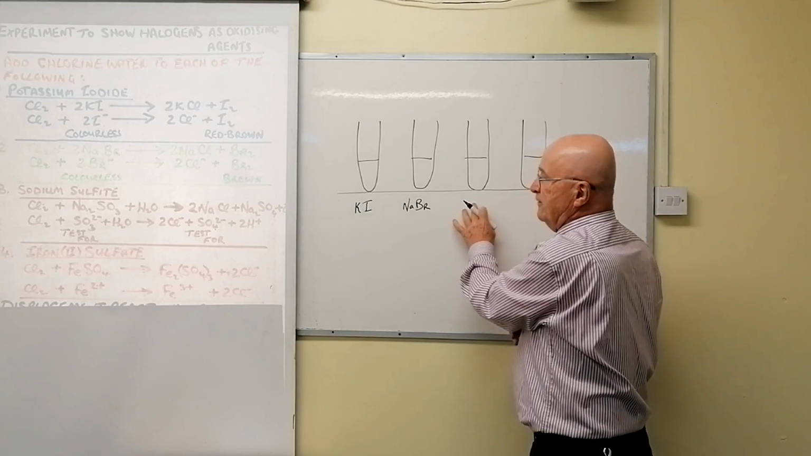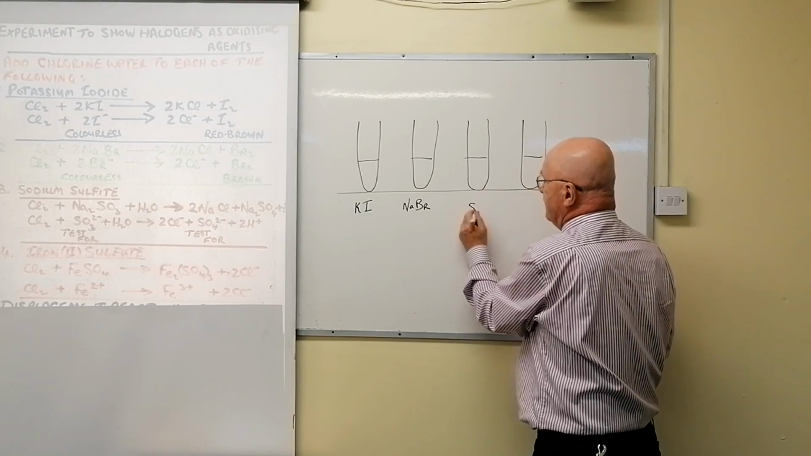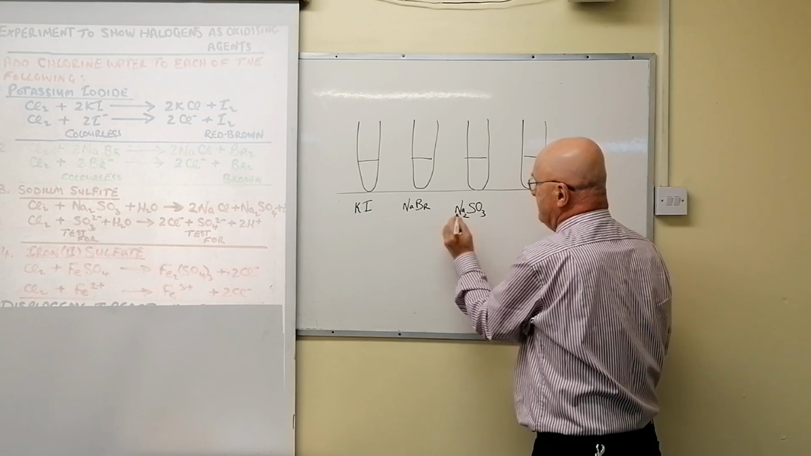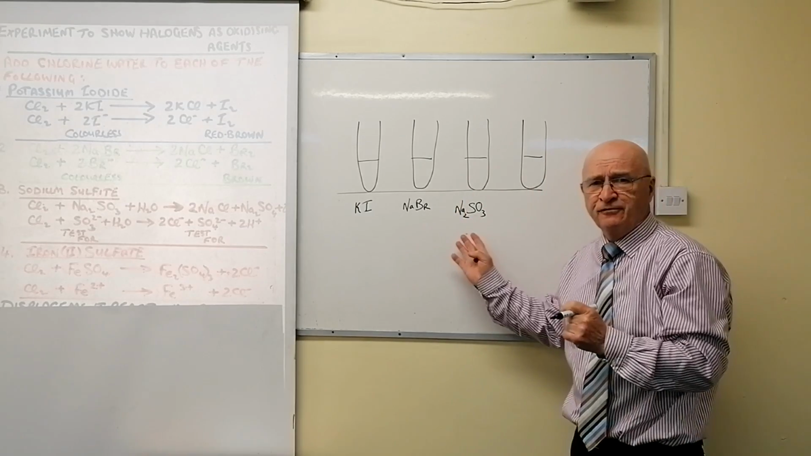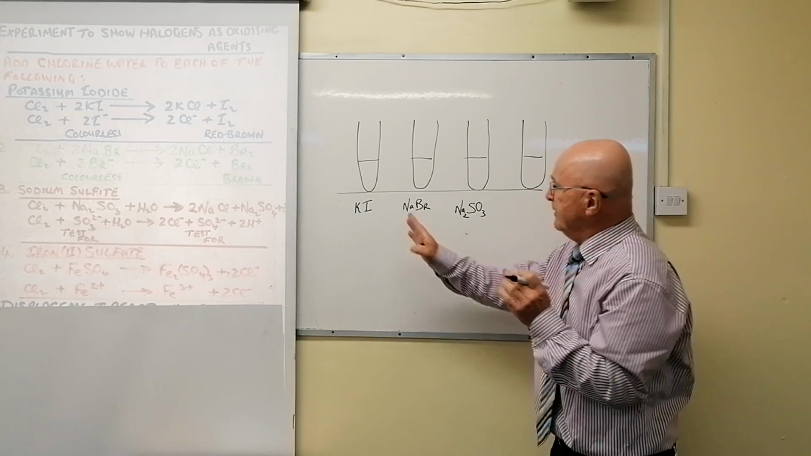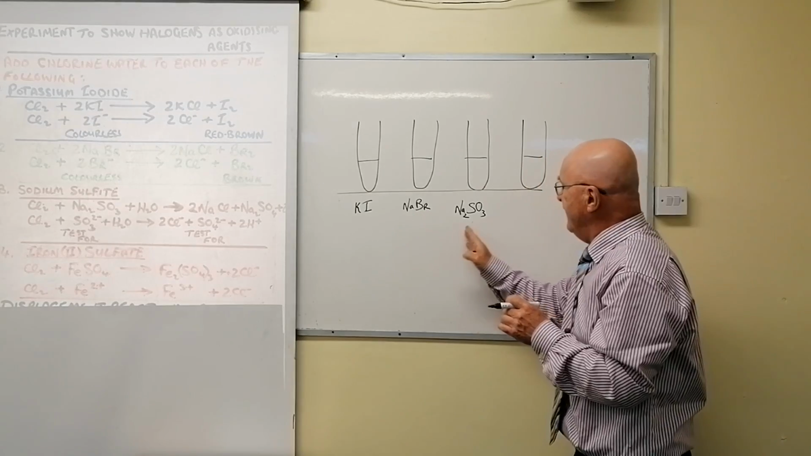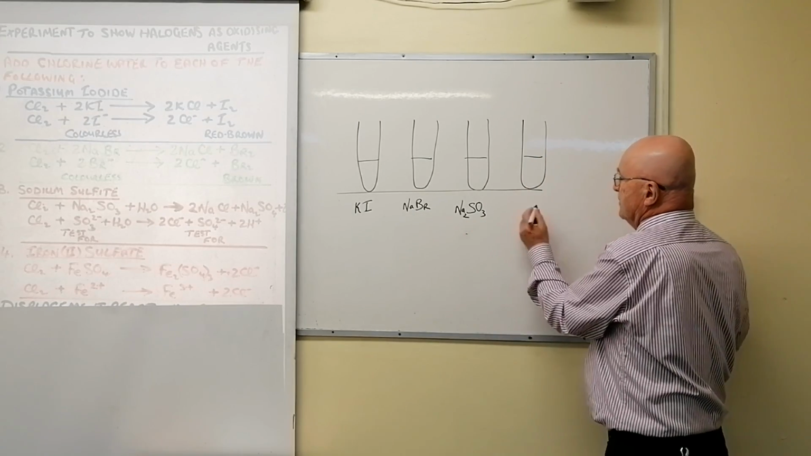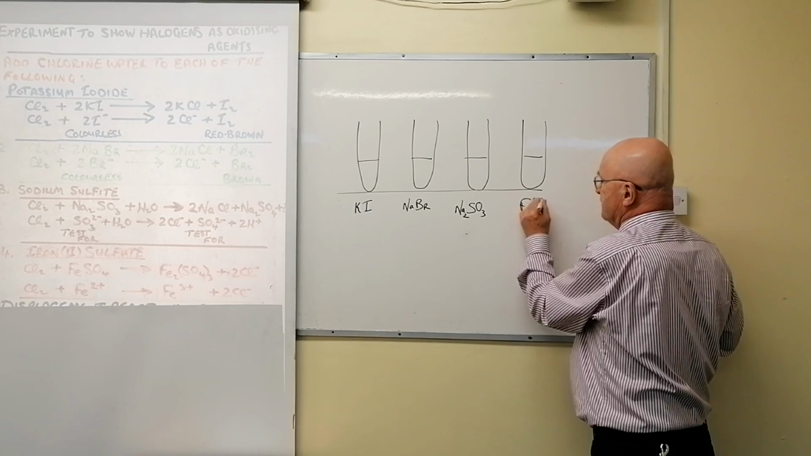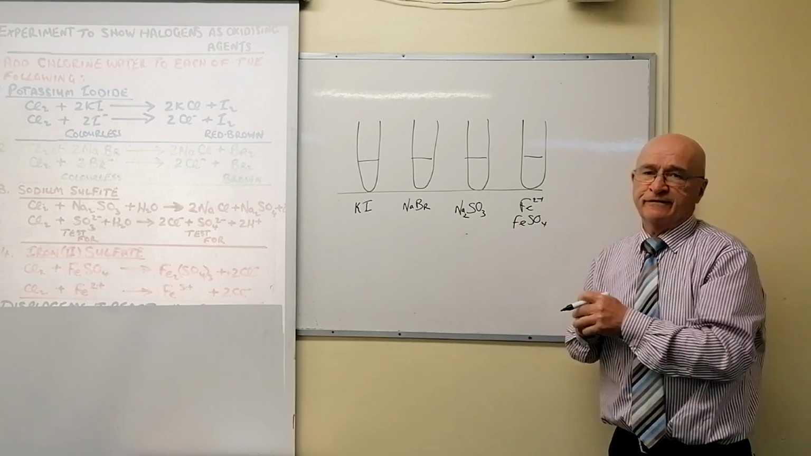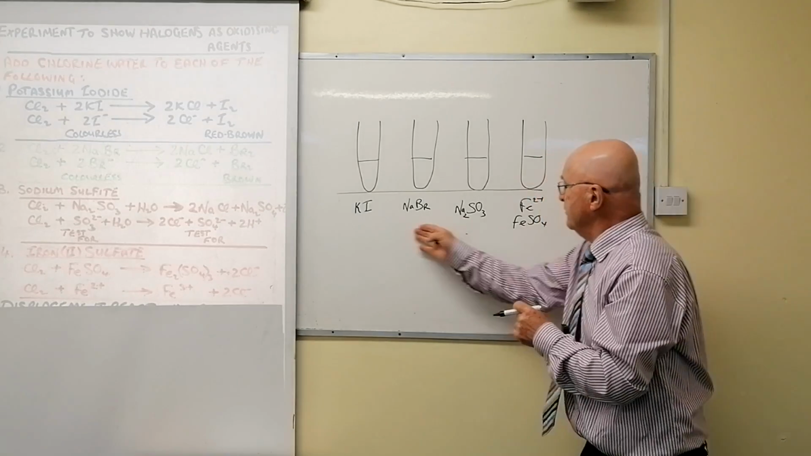The third one is a sulfite. Any sulfite will do. SO3 is a sulfite. I'm putting sodium in front of it again to keep life simple. If you want a potassium sulfite or a potassium bromide, that'll be fine. Whatever is available, but it must be an iodide, a bromide, a sulfite, and the last one there, be careful, is iron 2. They write it as Fe2+. I'm going to write it as FeSO4, iron 2 sulfate. Okay, and they're the 4 reagents.